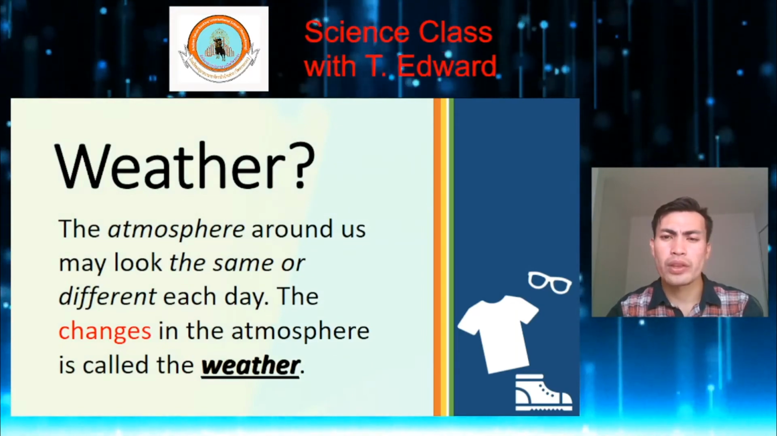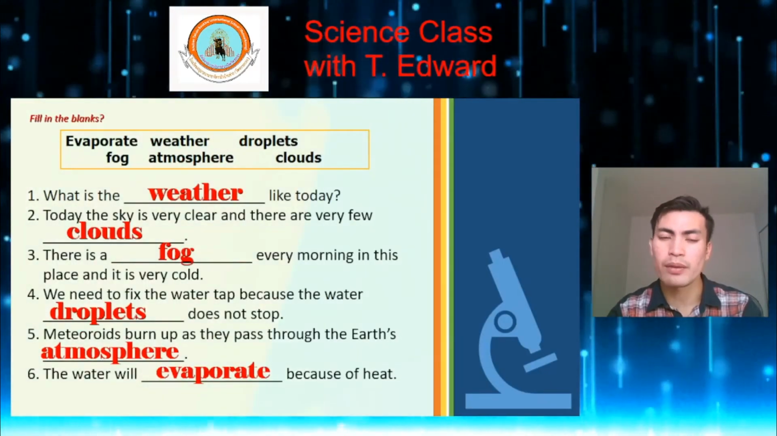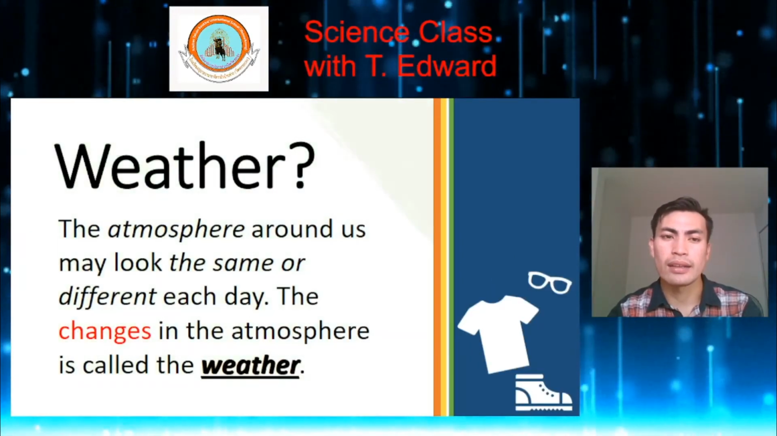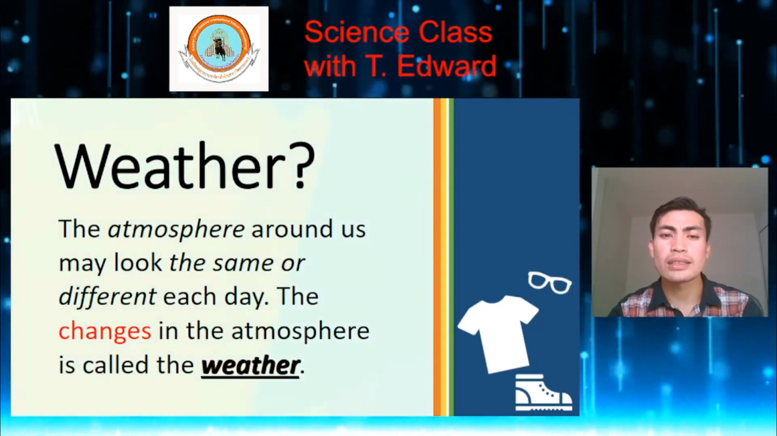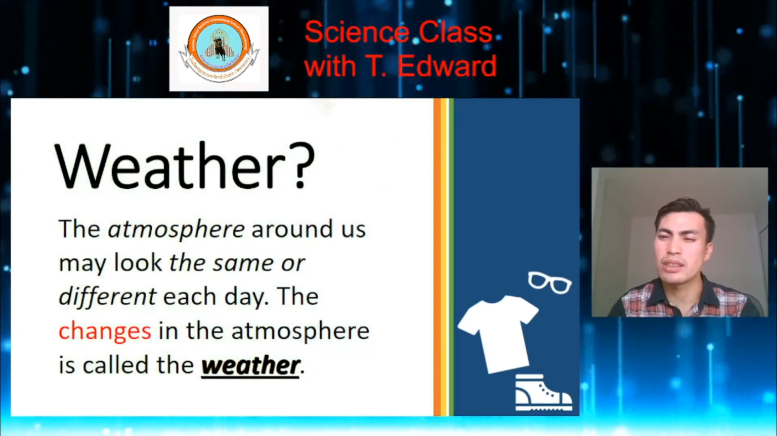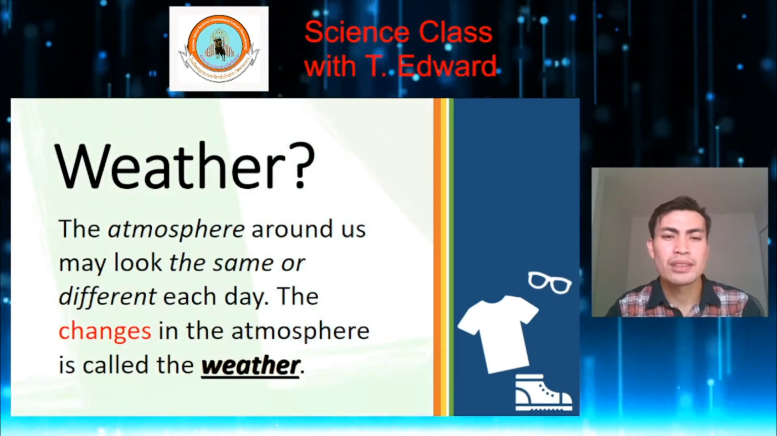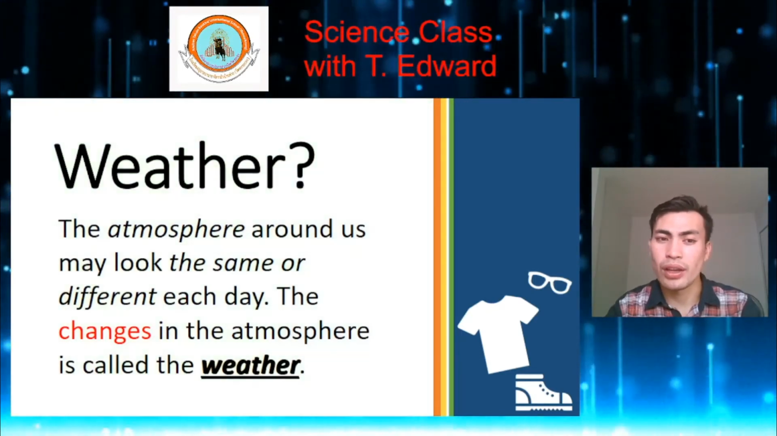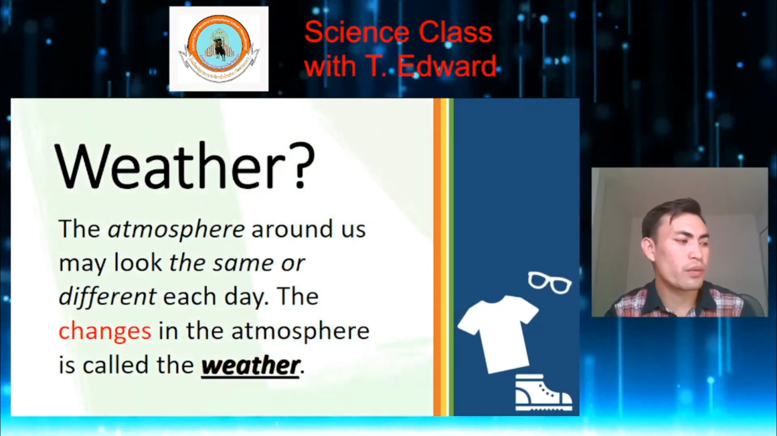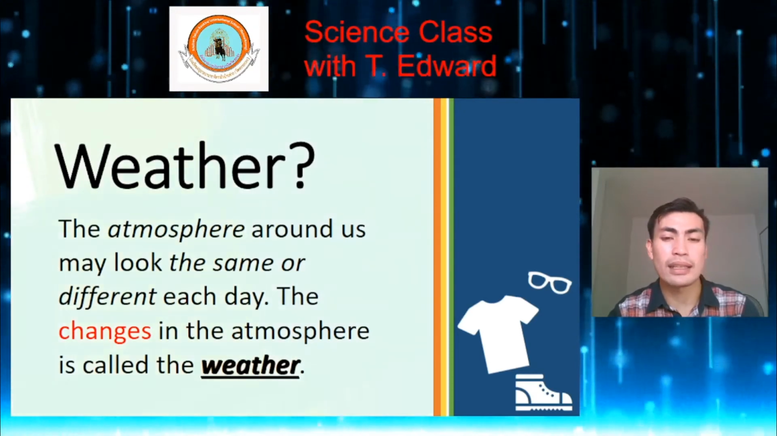So those who got 6 out of 6, good job everybody. And now we will proceed to our next slide. Weather. The weather is the atmosphere around us. What is the atmosphere around us? Is it raining? Is there any fog? Sometimes it is the same each day, and sometimes it's different. Yesterday it was a very sunny day, but it rained a little bit in the afternoon.